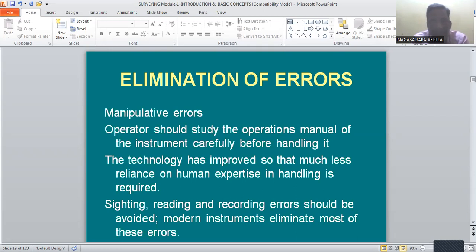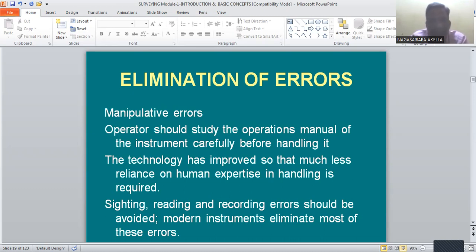Sighting, reading, and recording errors should be avoided. Whatever you are sighting, whatever you are reading, the sighting and reading should match. And whatever you are reading, that only should be recorded. Then only the manipulative errors can be eliminated. When you are perfectly bisecting the object, that reading only you have to read and that only you have to record in the books. Then you can eliminate these manipulative errors.